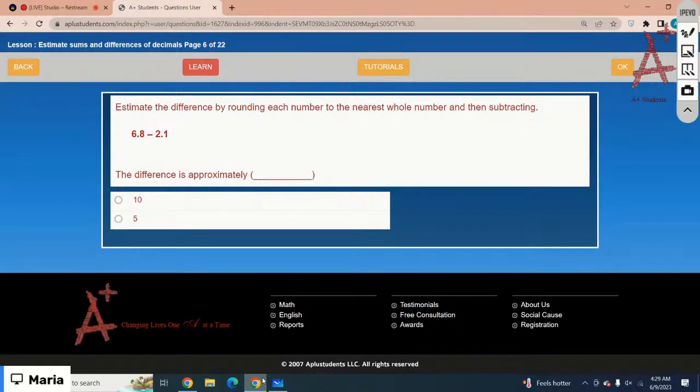6.8 take away 2.1. So which is the correct option? 6.8 is rounded off to 7 and 2.1 is rounded off to 2. So 7 minus 2 is, so the correct option is 5. Got it? 7 take away 2 is 5.